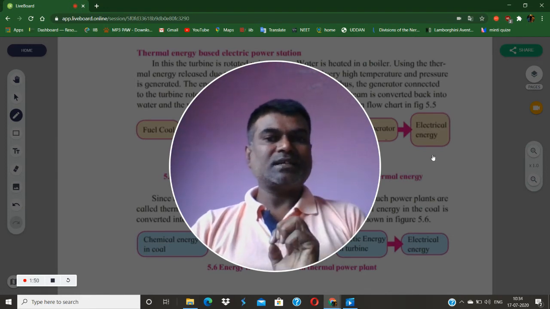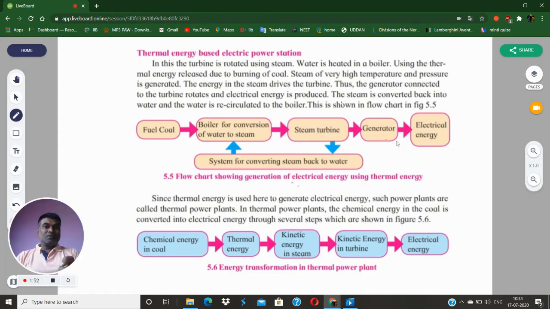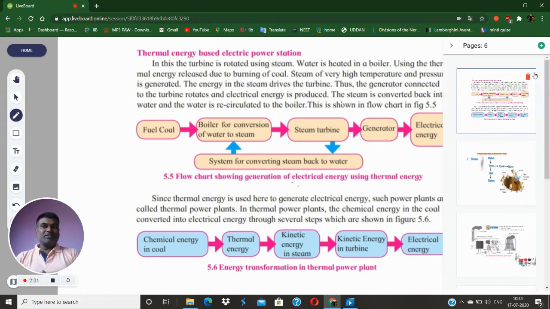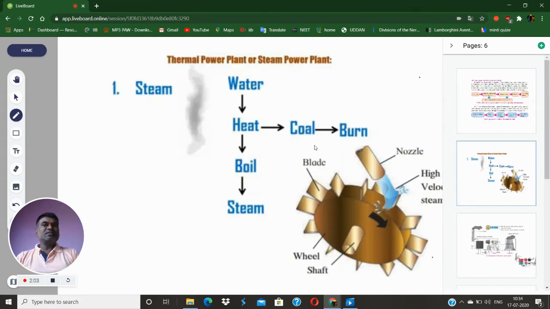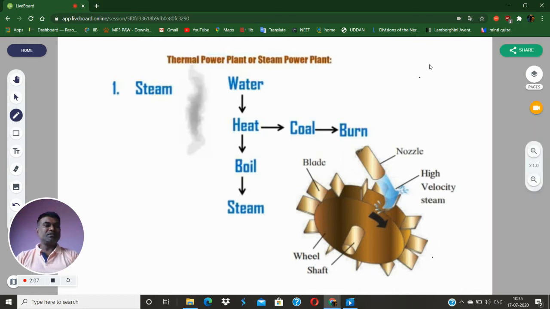So let us start here. Our point is thermal energy based electric power station. I have repeated it again. For its explanation we have one slide here. This is a very simple slide I have tried to represent on the screen. In the thermal power station, we use thermal energy.